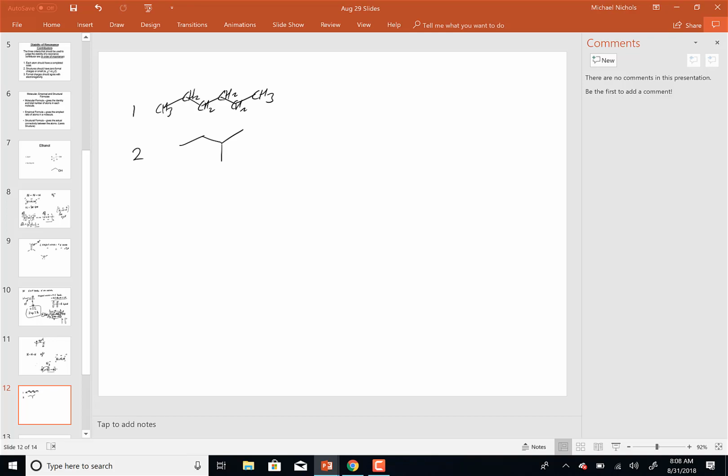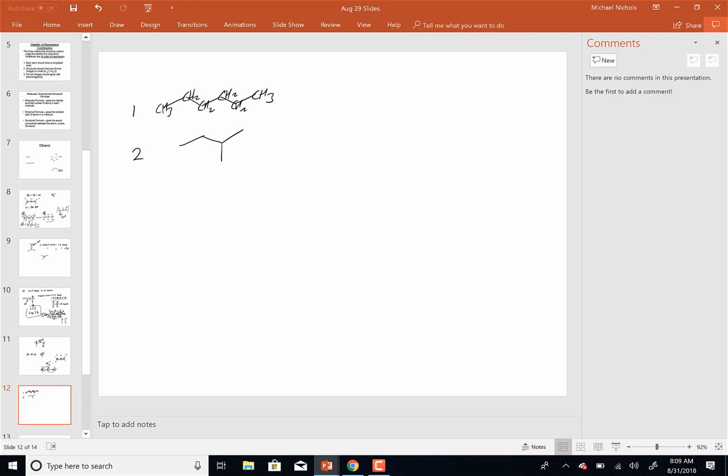The more branching you have, the lower the boiling point. So the more branches it has, the lower the boiling point. One has no branches and two does have some. Why? Well, it takes up more material, so it has more room for the dispersion.